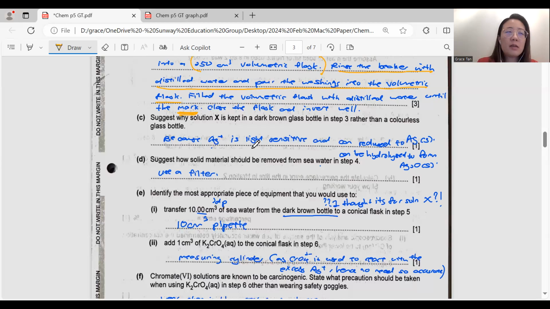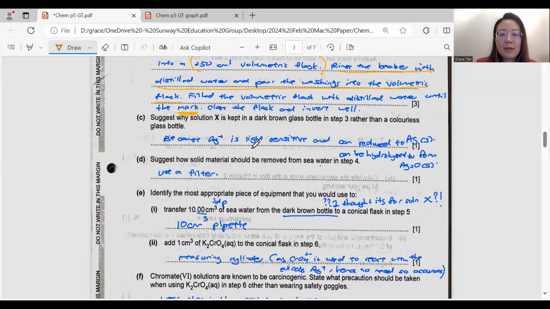Some students say that light can decompose silver nitrate. How true is that? We do not know. My personal opinion is we do not know exactly what the reaction is. I hope the marking scheme is only awarding that 1 mark to address that it's sensitive to light or to prevent light reaching the silver ions, because what silver can do with light is not in the syllabus. So it's basically a wild guess.